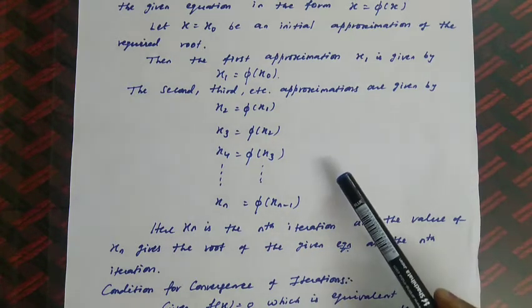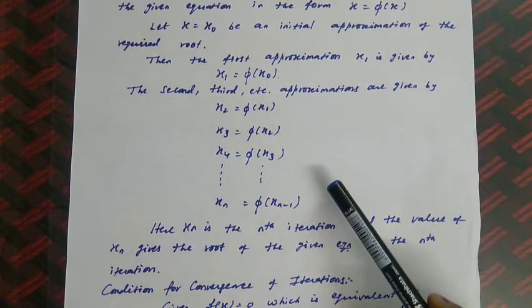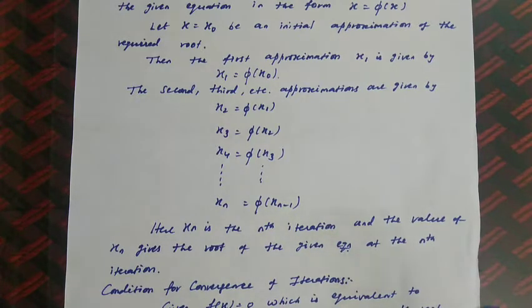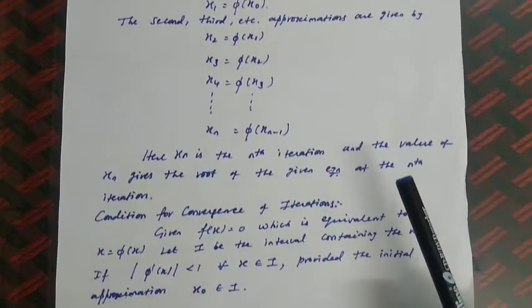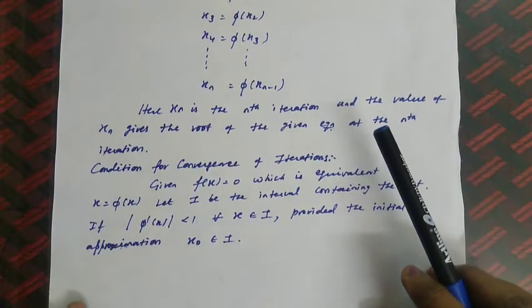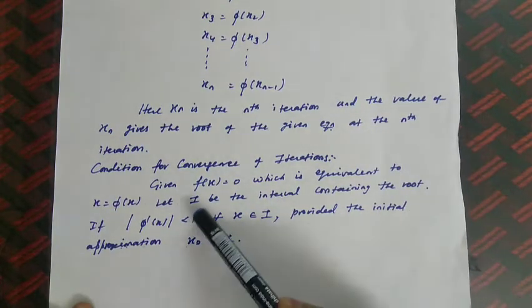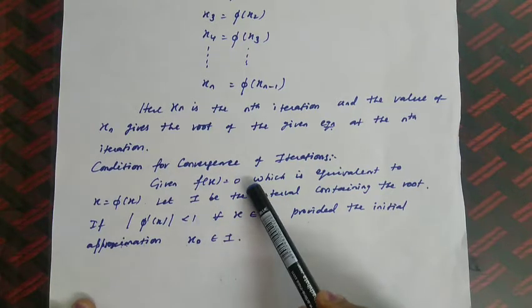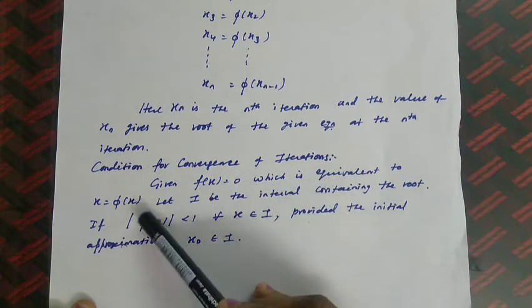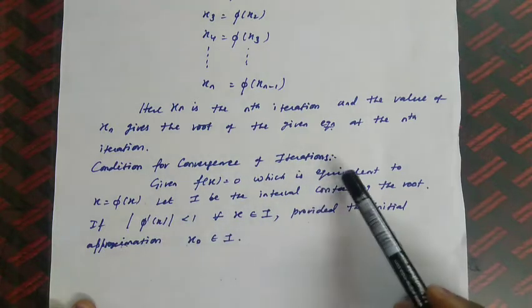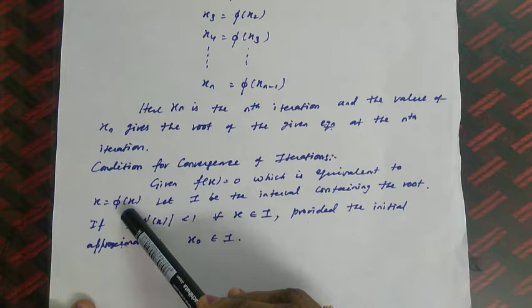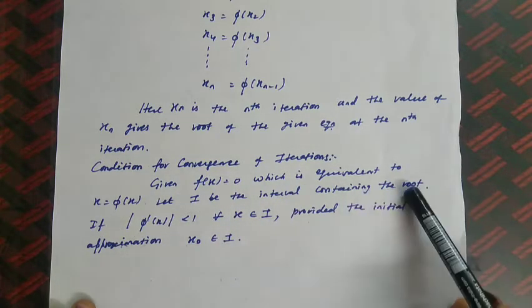In the Raphson method, we have a condition for convergence. Likewise, for this method also we have a condition for convergence of iteration. So what is the condition? This is also an important 2-mark question. Given f of x is equal to 0, that is the given equation, which is equivalent to x is equal to phi of x. We are rearranging the given equation in the form of x is equal to phi of x. Let I be the interval containing the roots.